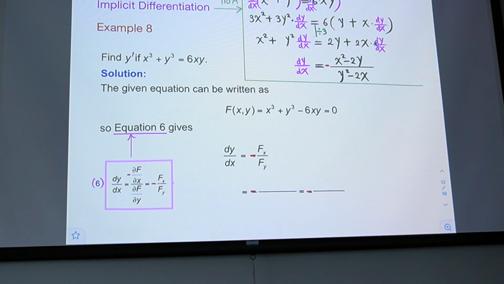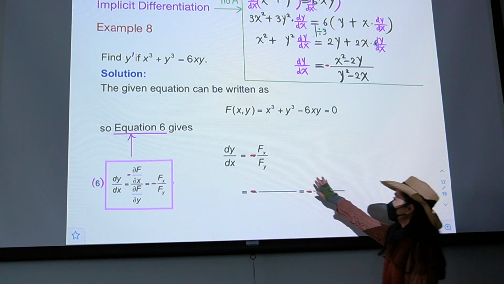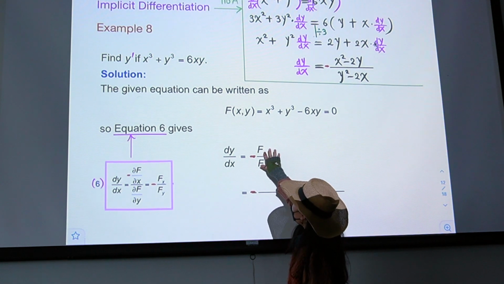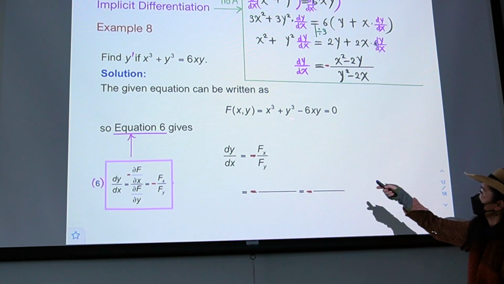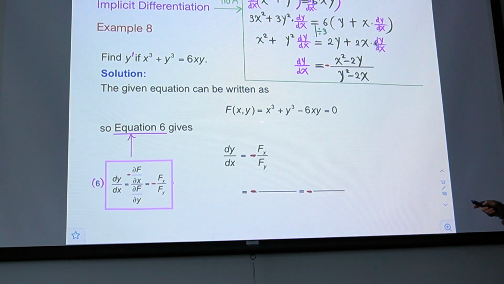Okay, let's do that. What will be the partial derivative of this function with respect to x? We know how to find partial derivatives, right? We're going to keep the y here fixed and differentiate with respect to x. So what's the partial derivative of this with respect to x? 3x squared, right? And then what about this one? 0. And then minus 6y. Good, we got that one.